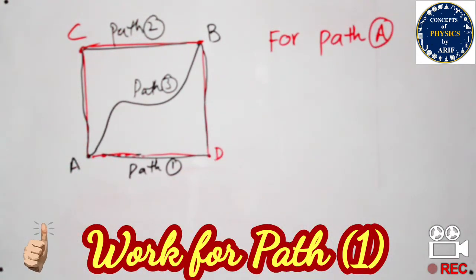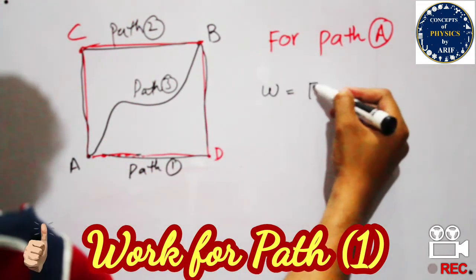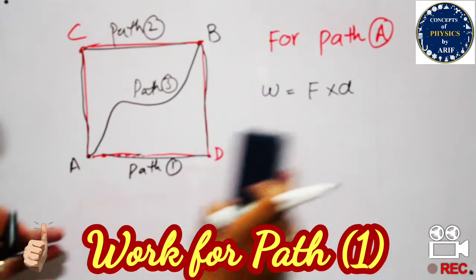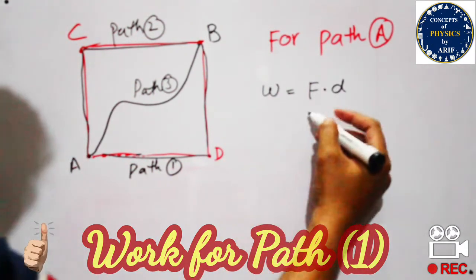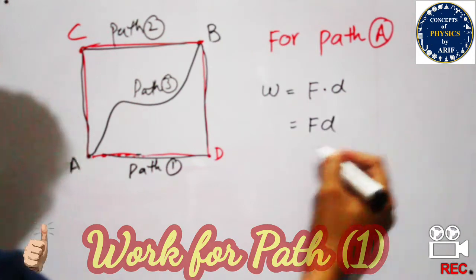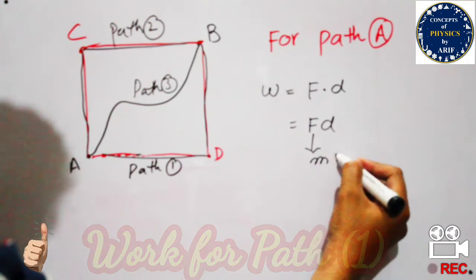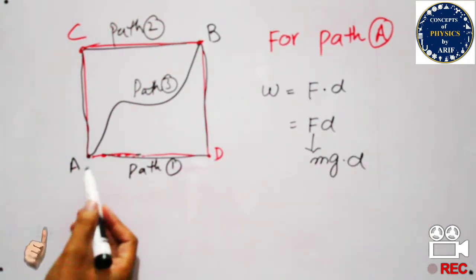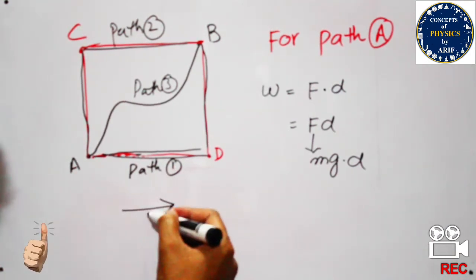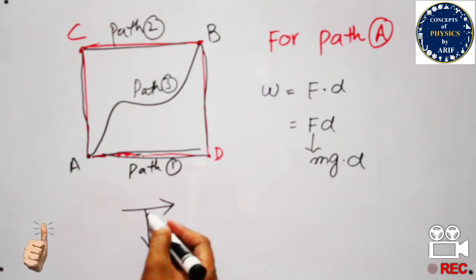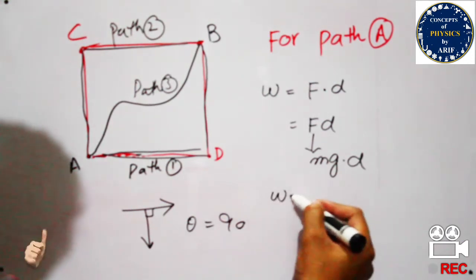You can say that work is equal to F multiplied by d, or F dot d, so as not to confuse yourself. In this case the force is gravity, so F will be m into g, and d is the displacement. In this case, the direction of displacement and the direction of gravity are perpendicular to each other. The angle theta is equal to 90 degrees. So from A to D, the work will be 0.